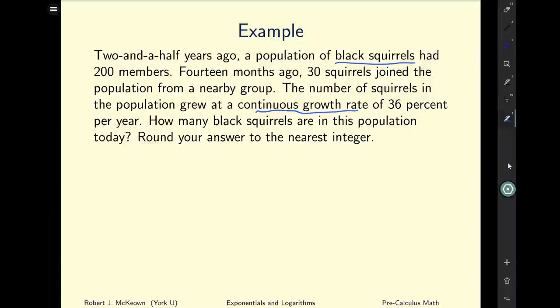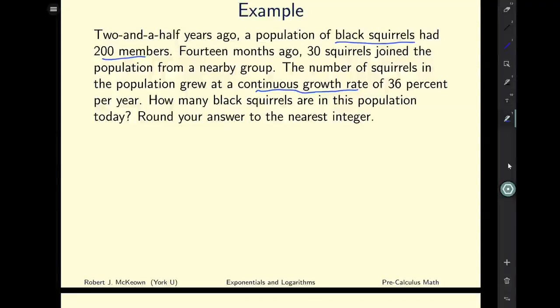Now we know what the population of squirrels was 2.5 years ago. It was 200 members. 14 months ago, a group of 30 squirrels joined the population from nearby. All the squirrels' population, whether they were the newcomers or the oldcomers, grew at a continuous rate of 36%. How many black squirrels are in this population today? Round your answer to the nearest integer, because of course we can't have a fraction of a squirrel.